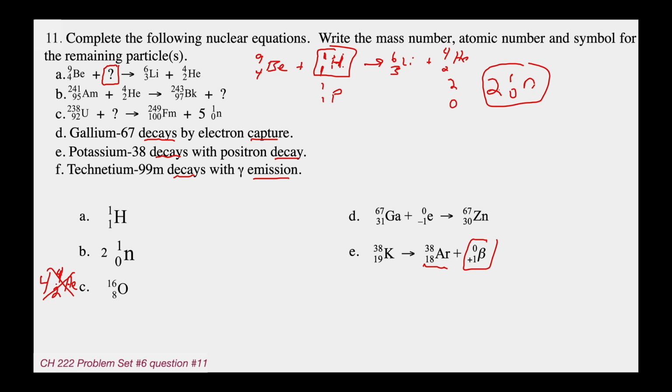That breaks down to X plus 1, because positrons are plus 1. That has to be 18, and 18 is argon, so it's argon-38 that potassium-38 is decomposing into.